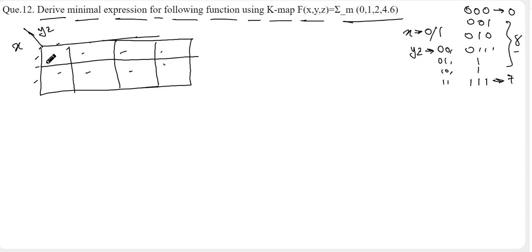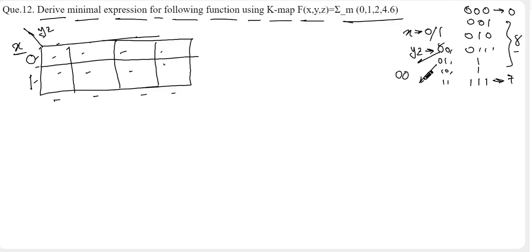So for the first row, this will have a value of 0 and this will have a value of 1, and this is represented by the variable x. And these columns are represented by the value of yz, and we will write it in gray code. So at first, let us find the gray code of these binary numbers. So for 00, the gray code will be 0. We will write the most significant bit, which is the bit on the absolute left-hand side, first. So we will write 0, and after that we will XOR the two adjacent bits. So 0 XOR 0 will be 0.